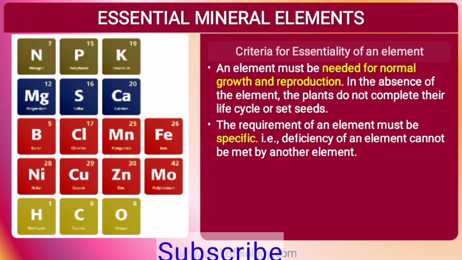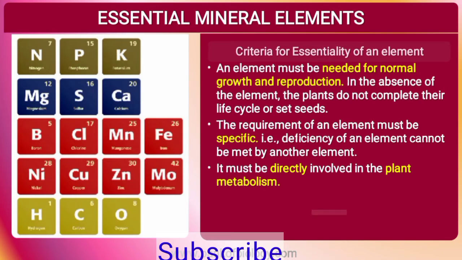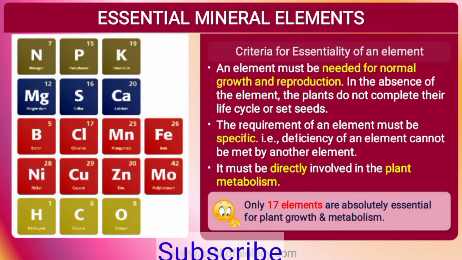Means to say, if a plant is showing yellow color, that means it has chlorosis. It has deficiency of potassium. That means you have to provide potassium. So that is how we can categorize that an element's replacement cannot be done by other elements. We have to provide that element which is necessary, which is essential for normal growth. It is directly involved in plant metabolism. Only 17 elements are absolutely essential for plant growth and metabolism. Others are just non-essential.